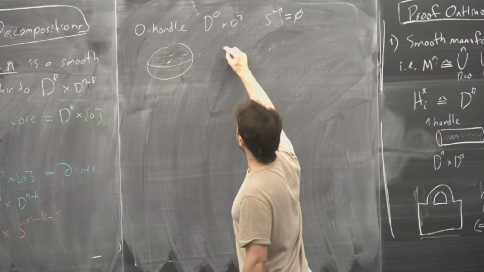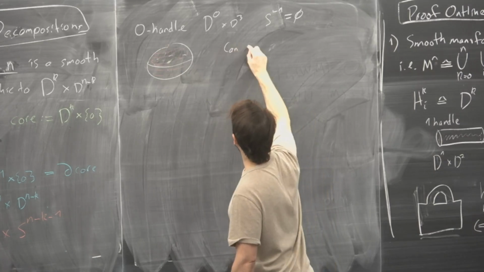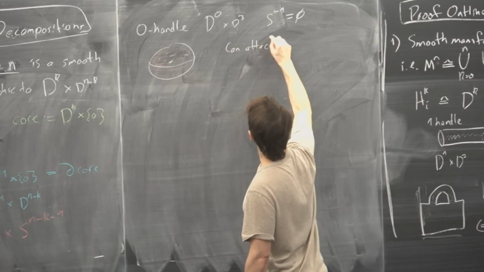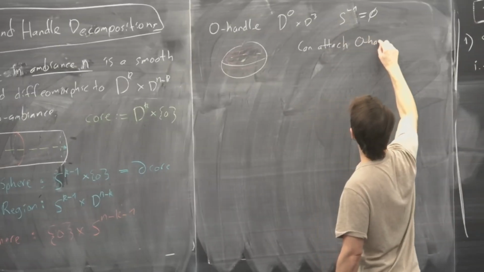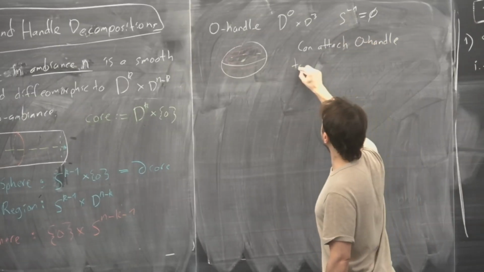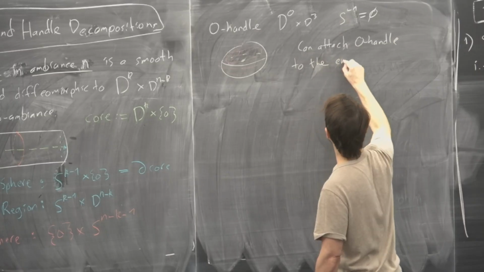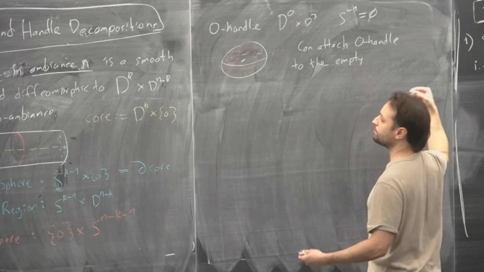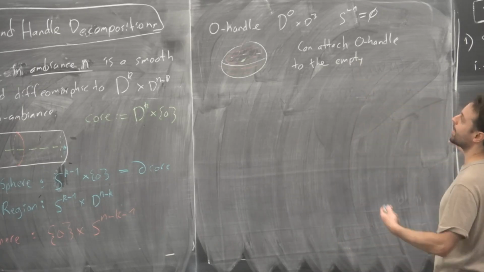So you can attach a 0-handle to the empty handlebody. That's really important. When you're building up the handle decomposition from nothing, you have to start with a 0-handle.